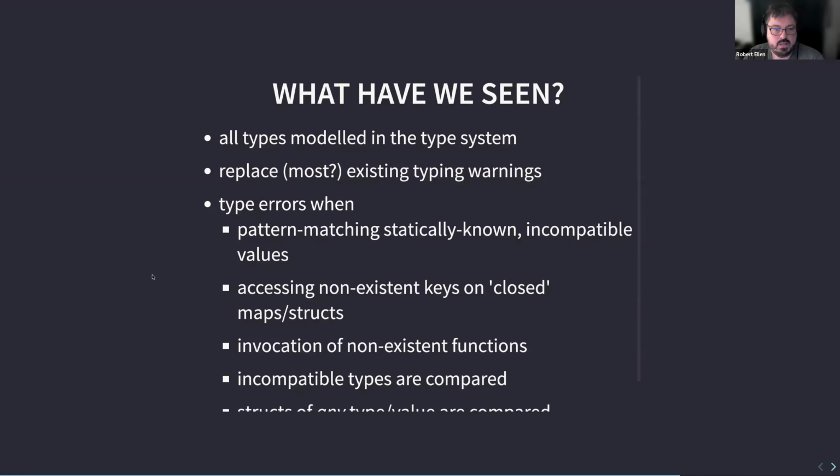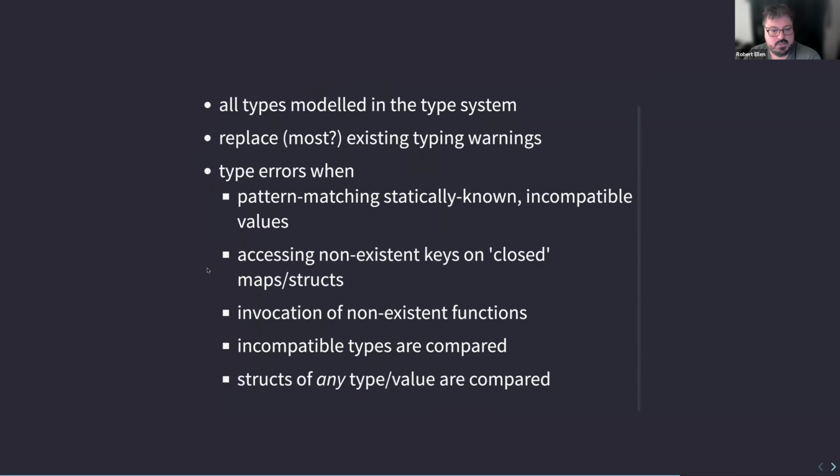So yeah, what did we see in those examples? We saw that all types are modeled in the type system. A lot of the existing type warnings that are not strictly from a type checker or a type system get replaced with slightly better warnings. We see that we can get type errors when we're pattern matching statically known incompatible types, when we're accessing non-existent keys on closed maps or structs.